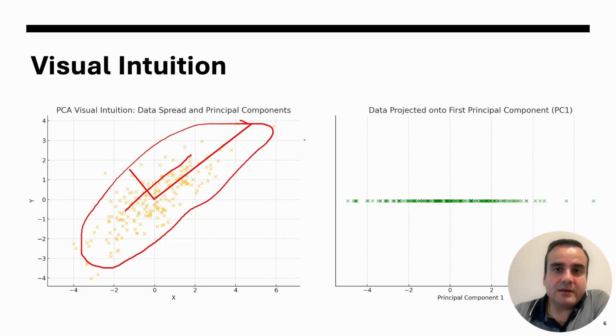In the second plot, we see the result of projecting data onto the first principal component. Instead of dealing with 2D data, we have compressed it into just 1D, values along PC1. This projection captures most of the original data's variability while reducing the dimensionality. You can think of it like shining a flashlight along PC1 and catching the shadow, the most informative shadow that still preserves the shape of the original cloud.